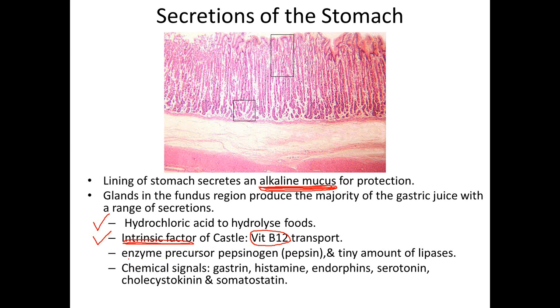We also produce enzymes, and the enzymes are usually formed in what we call precursor forms. They're released as inactive enzymes, and when they contact the acid of the stomach, they then are activated. So pepsinogen is the precursor, and it becomes the enzyme pepsin. The other thing that we note about the stomach is it secretes an awful lot of signaling molecules, and we'll see those in a minute. But they're needed to regulate the secretions of the stomach and the digestive process.